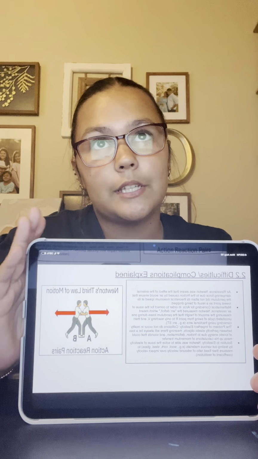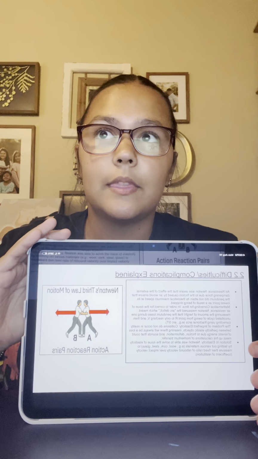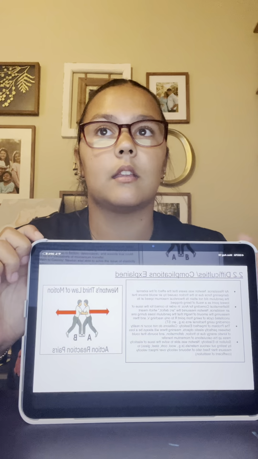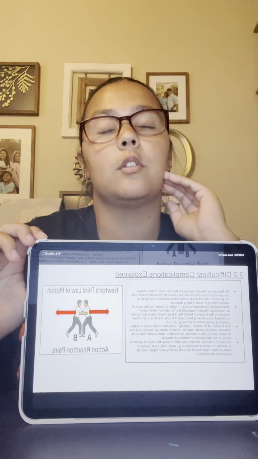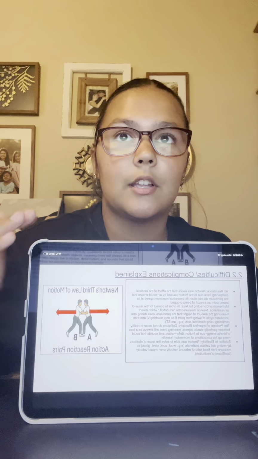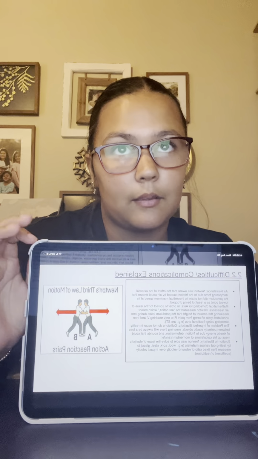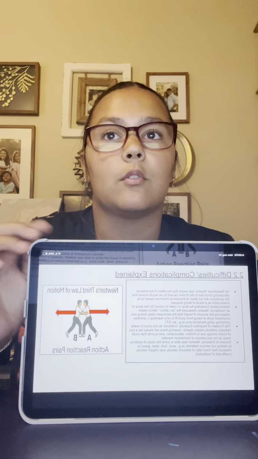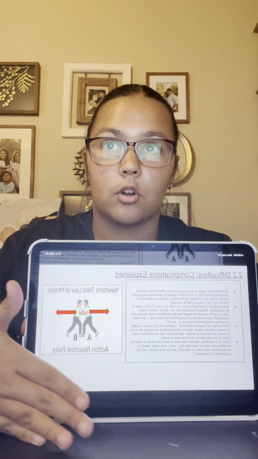There are a lot of difficulties and complications that can be considered with this. Air resistance is the main one. Newton was aware that the effects of the external dampening force caused by air could ensure that the pendulum did not attain its theoretical maximum speed at its lowest point as a result of being dropped. Mathematical correcting for arcs.